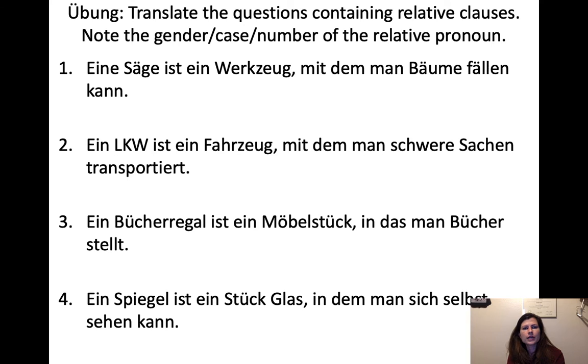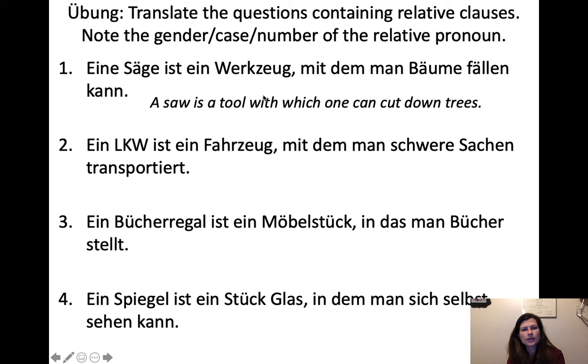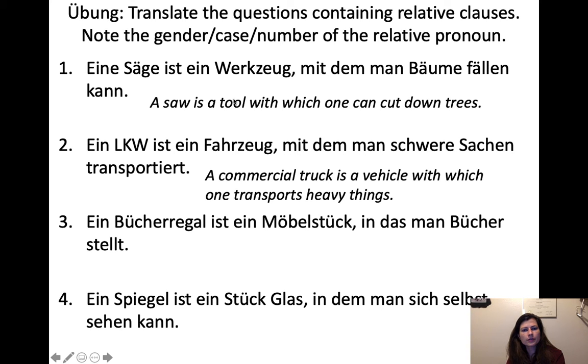Okay, then we have, eine Säge ist ein Werkzeug, mit dem man Bäume fällen kann. A saw is a tool with which one can cut down trees. Or you could say, a saw is a tool that one can cut down trees with. But with which is pretty good. So mit dem, with which. You could translate it like that. And then, because mit always requires dative, this is the dative, right?